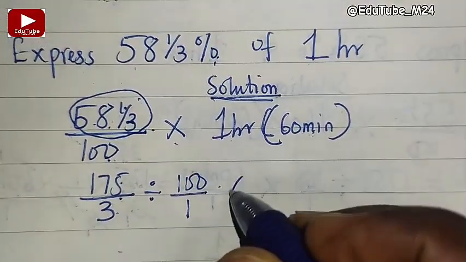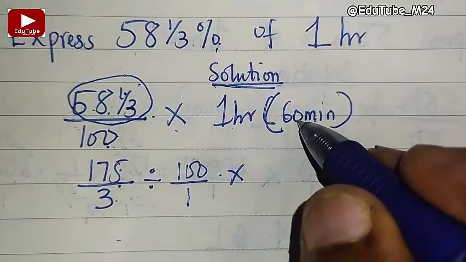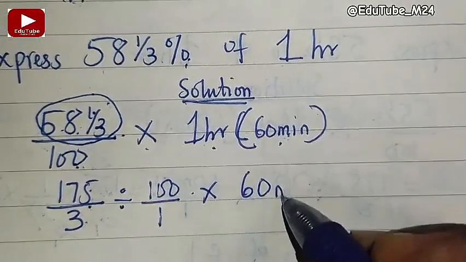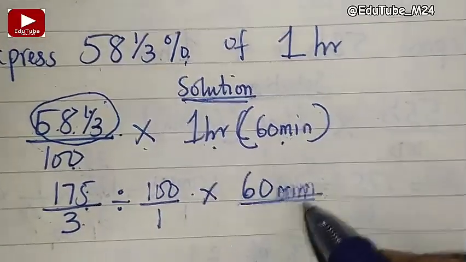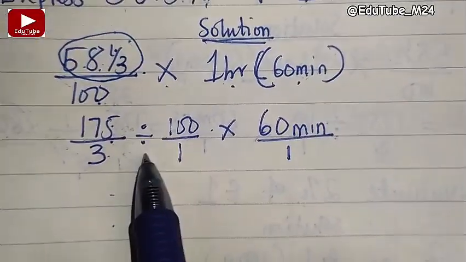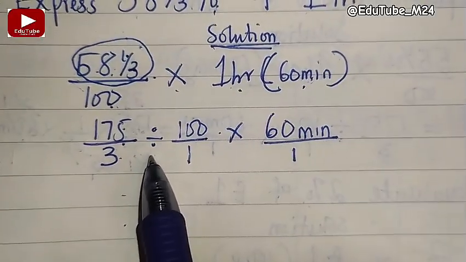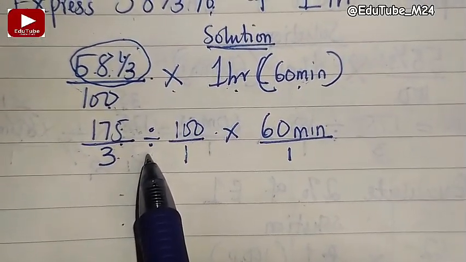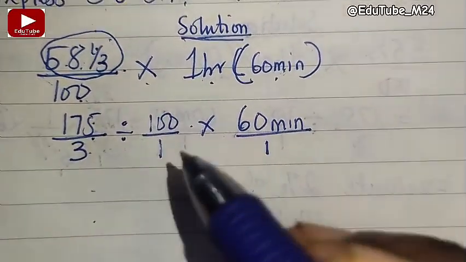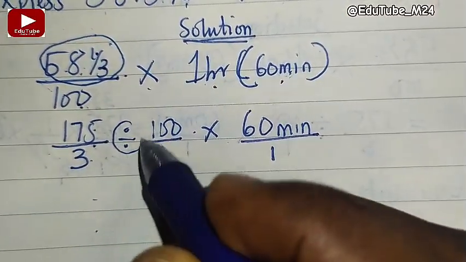Then times 1 hour. So instead of writing times 1 hour, I'm going to write times 60 minutes, because 1 hour is equivalent to 60 minutes. So I'm going to write 60 minutes over 1. Now I can continue to work like this, but according to the rule of order of operations, I'm supposed to work on division before multiplication. And to do that, I will convert this division sign to times.